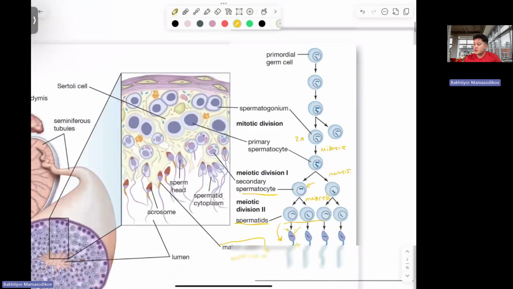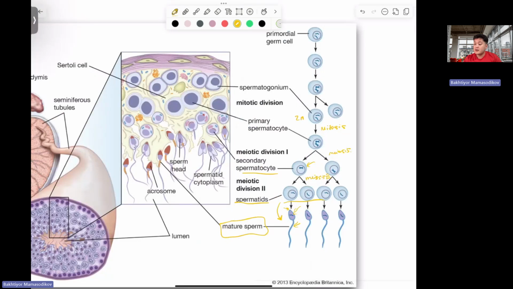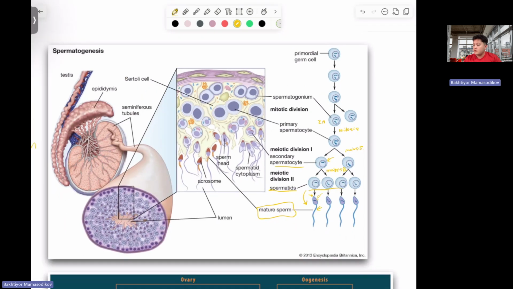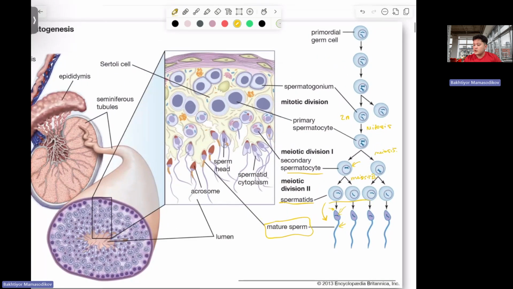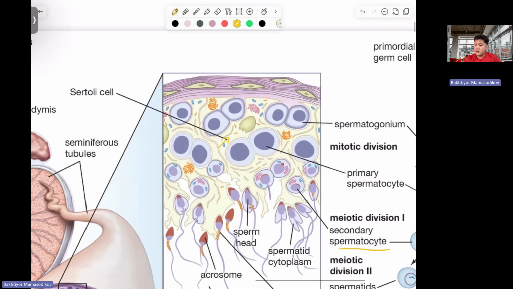Okay, the spermatogenesis starts at puberty and finishes at the end of life. When a person dies, the spermatogenesis stops. Okay, normally, I'm saying normally. So the Sertoli cells, those yellowish cells, nourish the sperm cells.